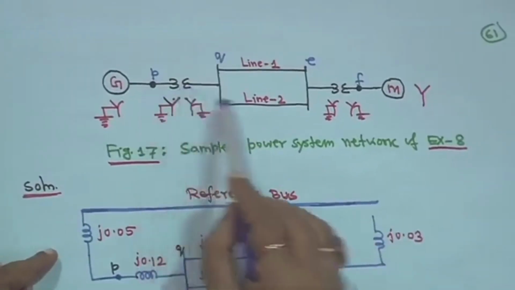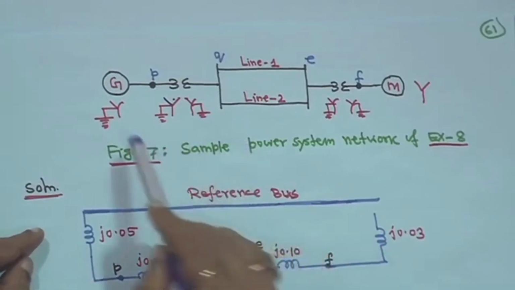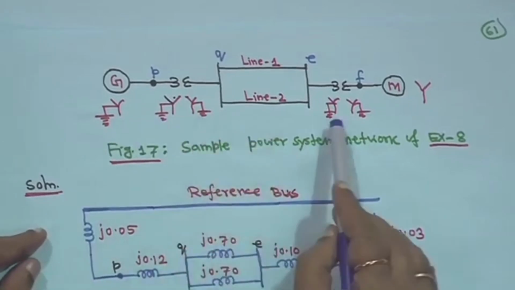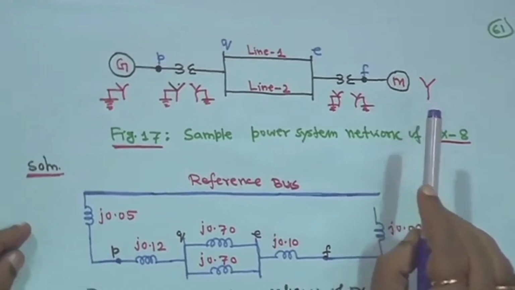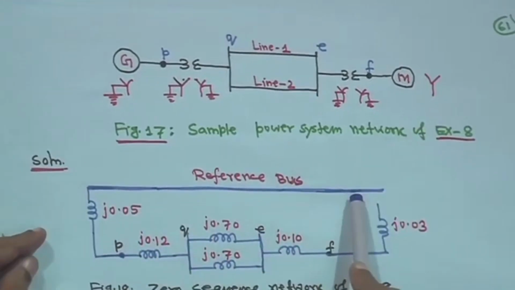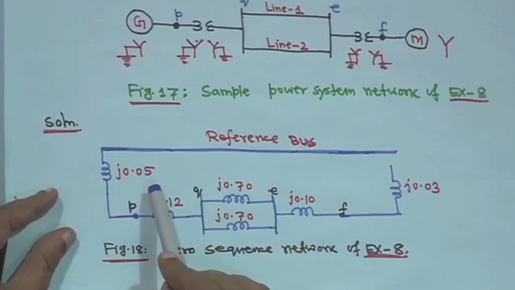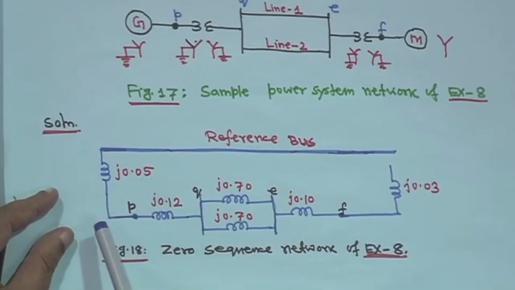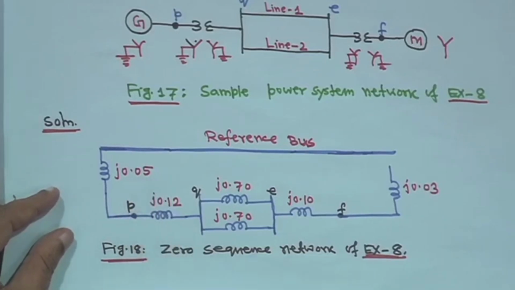In this case, same thing, but no delta or star-delta transformer. It is all star grounded, but the motor is ungrounded. So you take the reference bus. The generator star is grounded, and for the generator no Zn is given, so you just take J 0.05, as the data are given here.